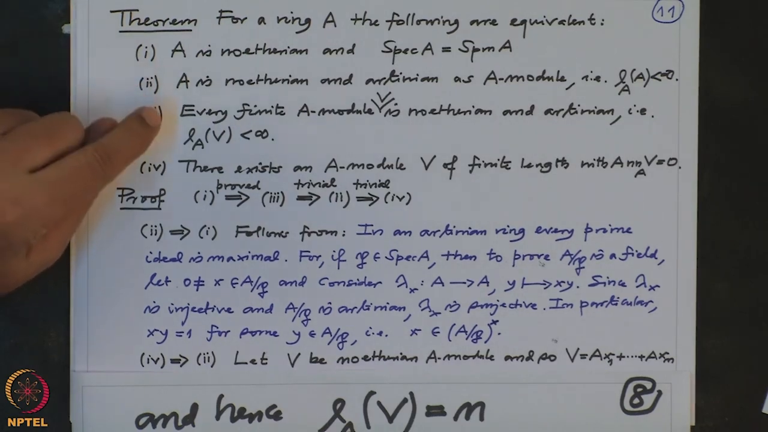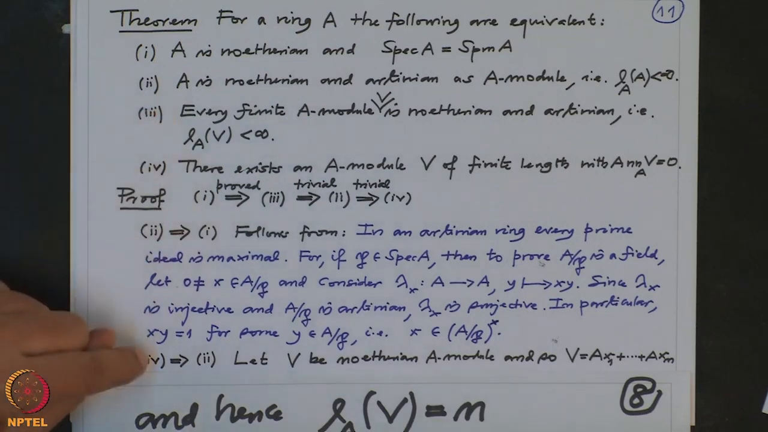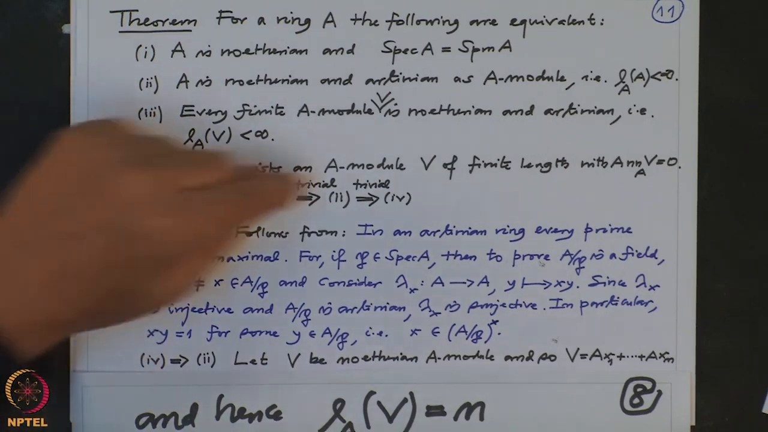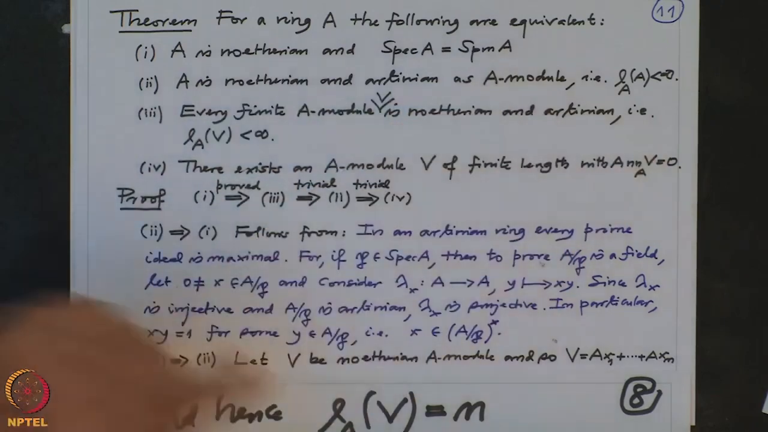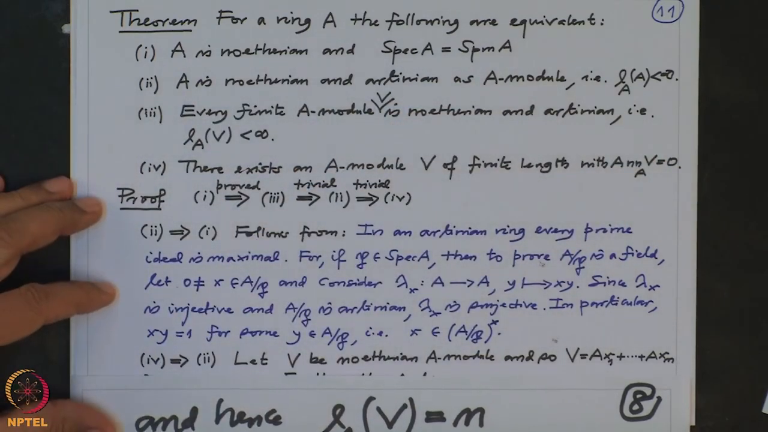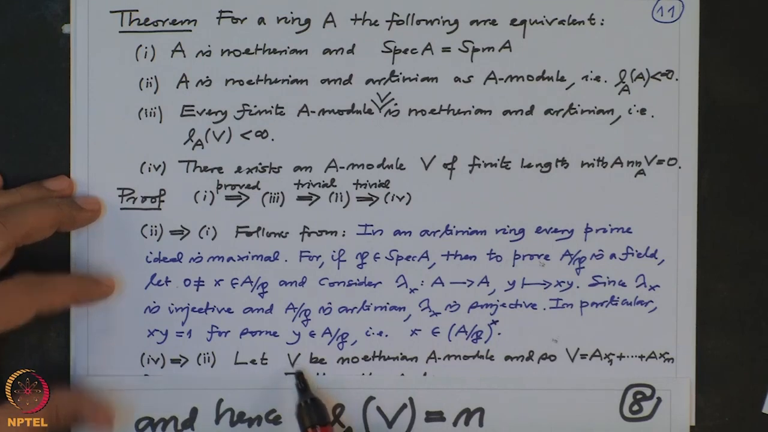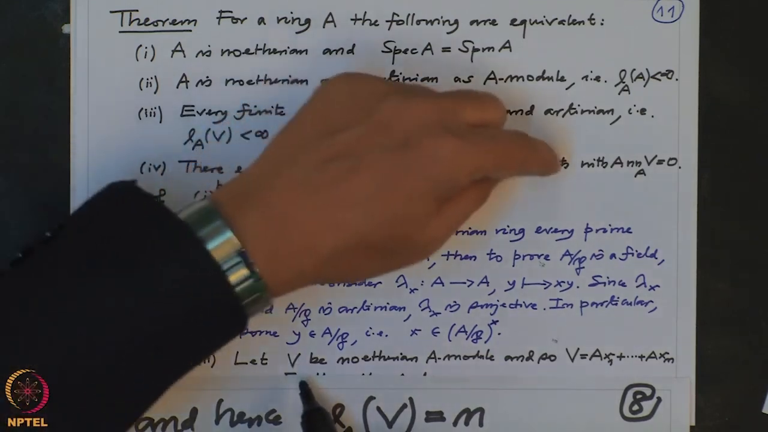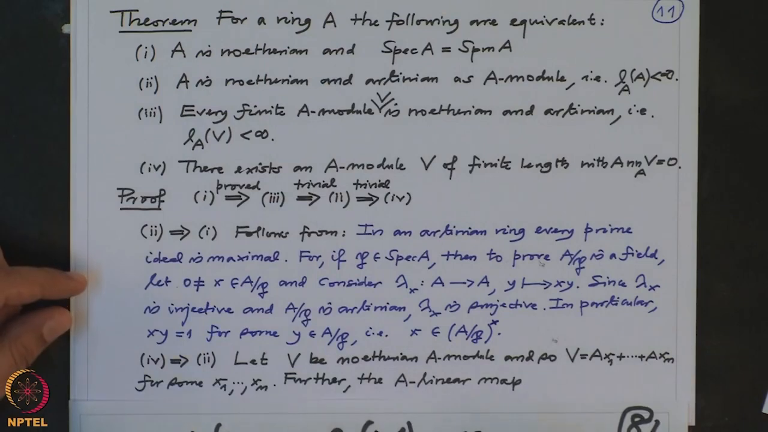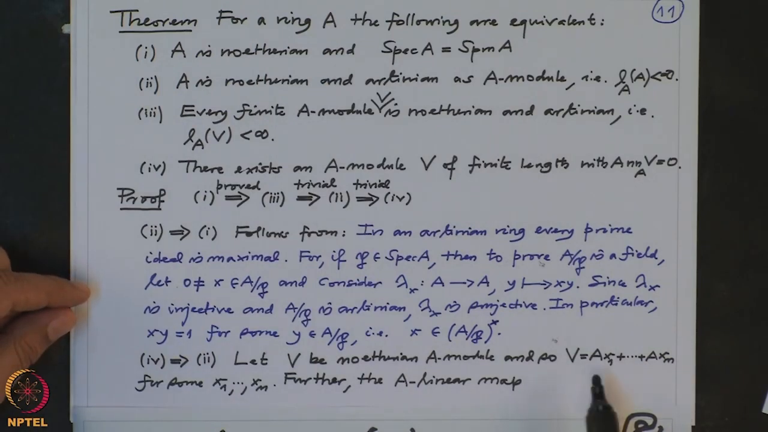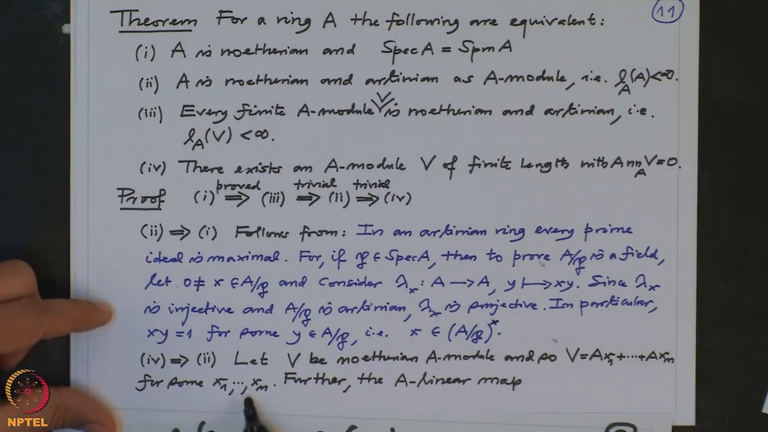So let, we are given in 4, there exists a module V of finite length and annihilator 0. So take that module V. Because it is finite length, it is Noetherian. And therefore, V is finitely generated. Therefore, V is generated by finitely many elements, x1 to xn.